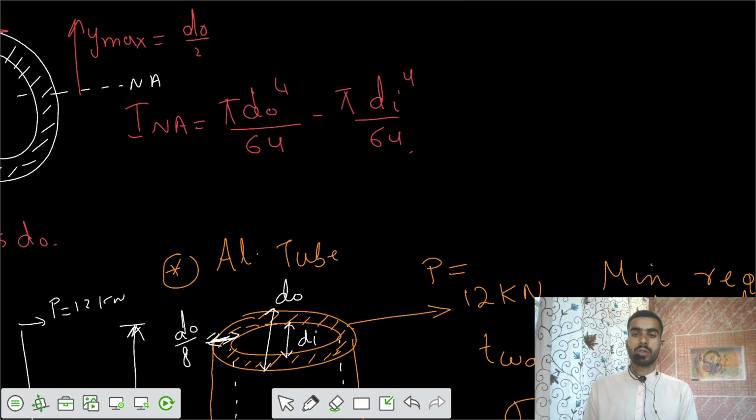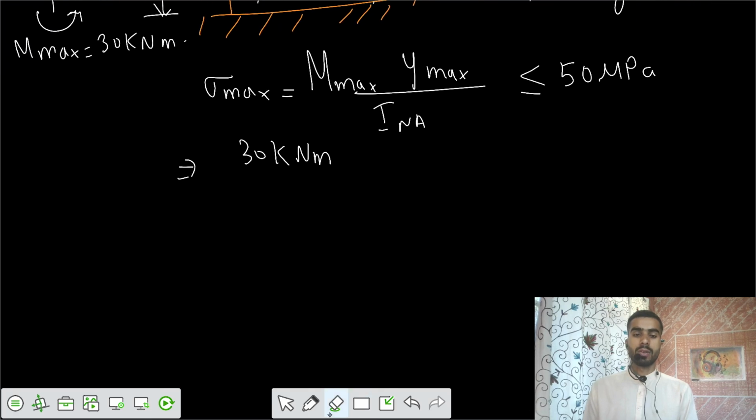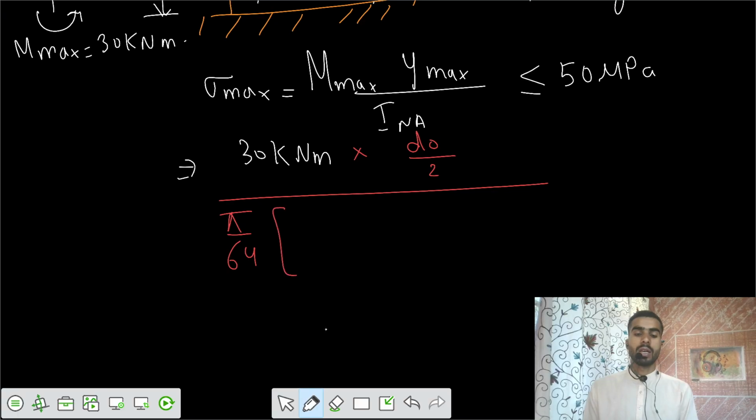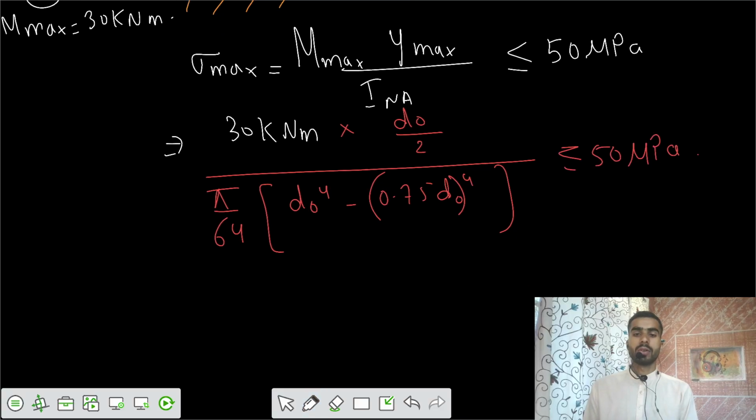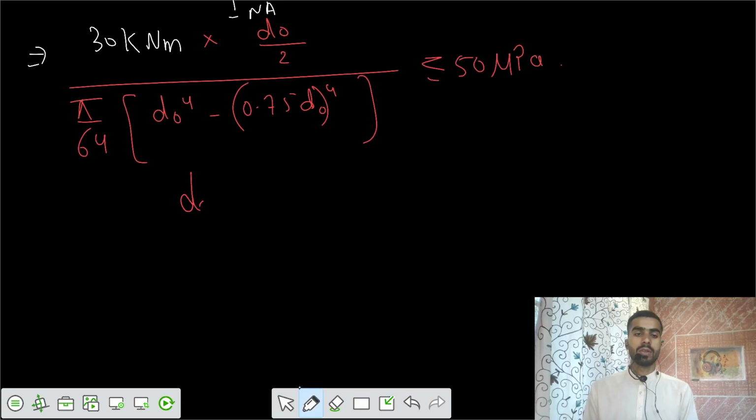So finally, you substitute the values here. We can write d naught by 2, then pi by 64, d to the power 4 minus 0.75 d to the power 4. That should be less than or equal to 50 megapascal. And once you get this, you can have the outer diameter, that equals 208 millimeter.